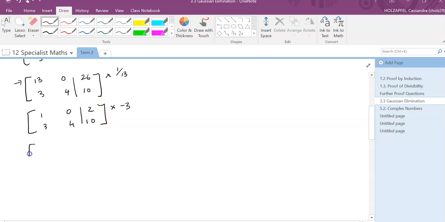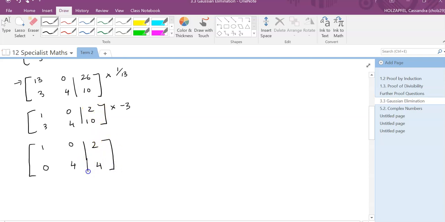So all I'm going to do is show you the finished product. This is going to stay as 1 and 0. I'm not moving them or manipulating them in any way. But if I multiply this by -3 and then add it here, that's going to give me 0. If I multiply this by -3 and then add it into this row, that's just going to give me 4. And if I multiply this by -3, -6 plus 10 is going to give me 4.